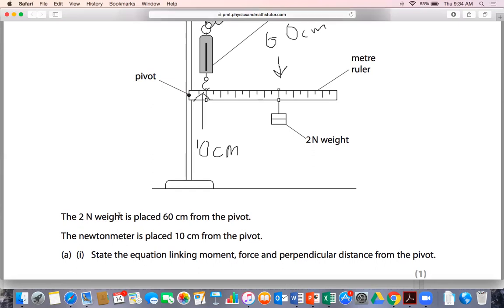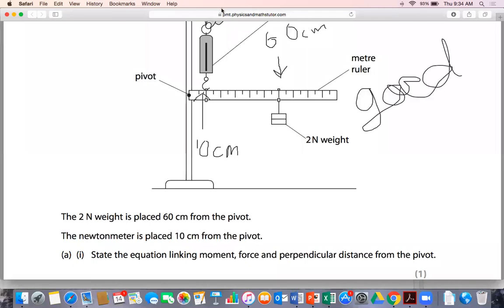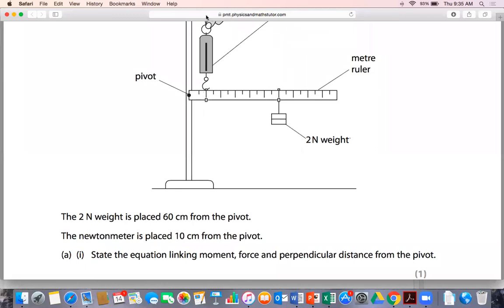Mahendra, see, the 2 Newton weight is placed 60 cm from the pivot. So the 2 Newton is 60 cm from the pivot. So you have to draw it showing it's from the pivot. You cannot just label it like that. This is not 60 cm. Erase everything and do it again. From the pivot is 60 here. So like this.